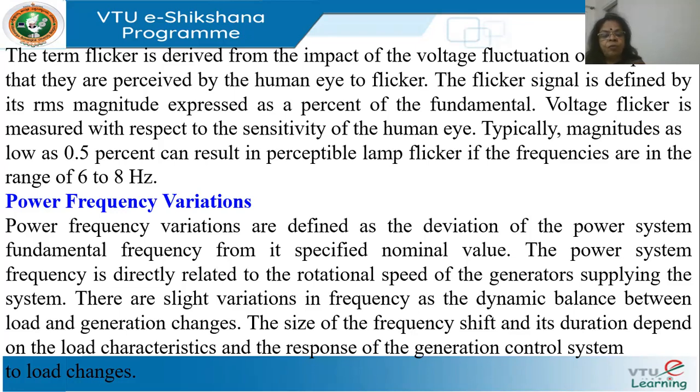The size of the frequency shift and its duration completely depends on the load characteristics and how fast or how slow your generation control system can respond to load changes. The general procedure is that frequency is measured in terms of speed. In per unit, nominal speed and nominal frequency are the same values. You sense the speed, whatever deviation is there, you give it to the controller, and the controller will suitably increase or decrease the speed. Basically the active power has to be matched with that of the load.